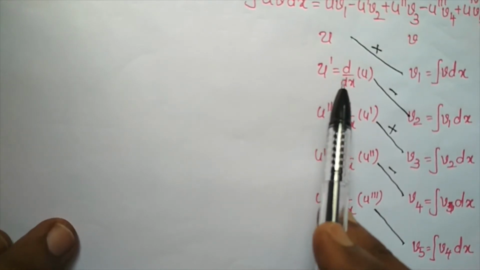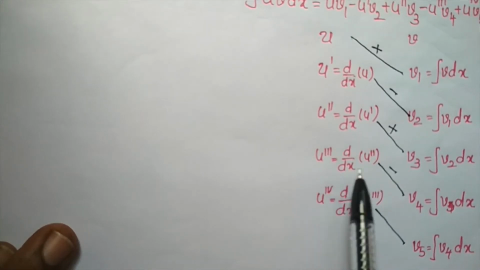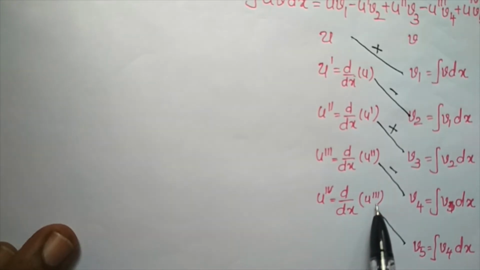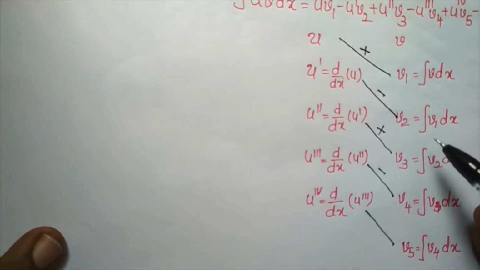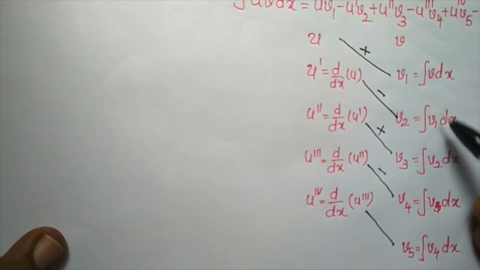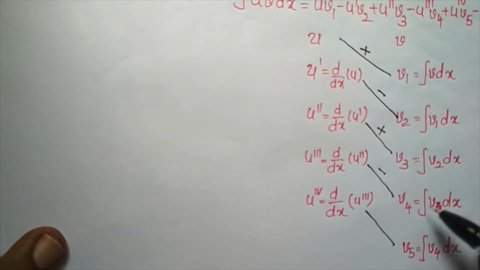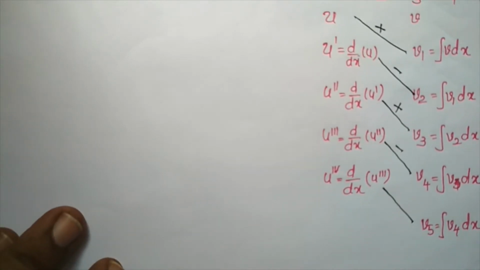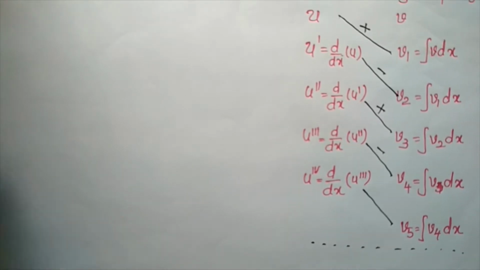Here u dash is the derivative of u, u double dash is the derivative of u dash, u triple dash is the derivative of u double dash, and the fourth derivative of u is the derivative of the third derivative of u. So v1 is integral v dx, v2 is integral v1 dx, v3 is integral v2 dx, v4 is integral v3 dx, v5 is integral v4 dx. Continue this until u becomes 0. So you should remember this formula.